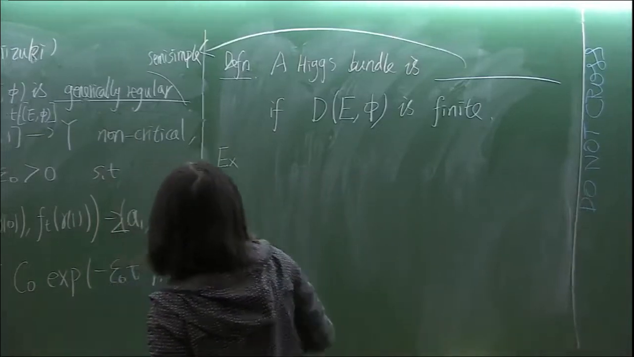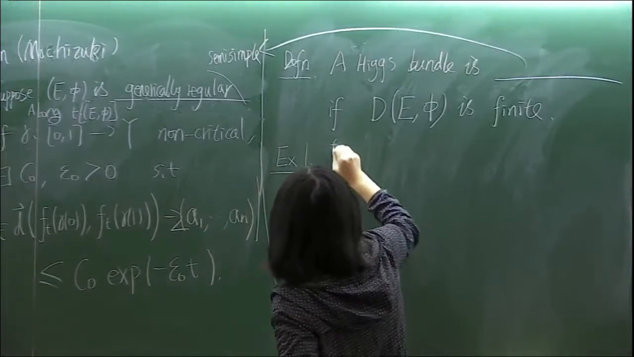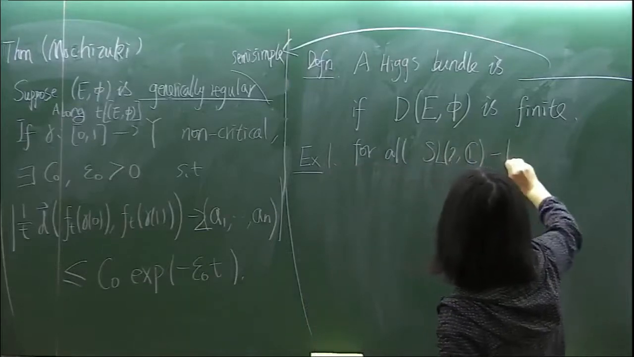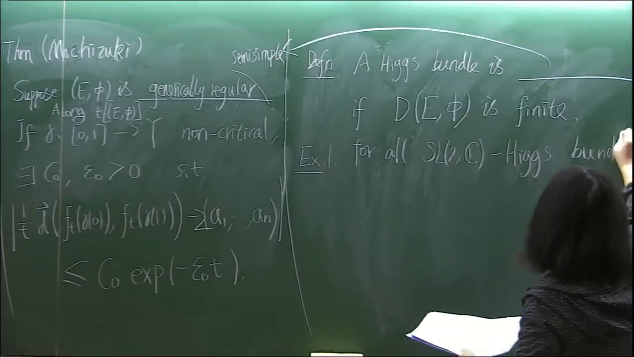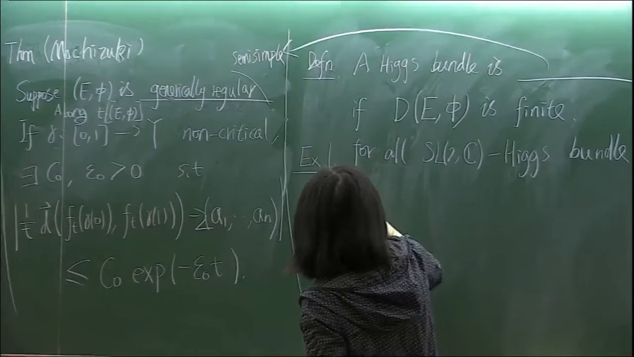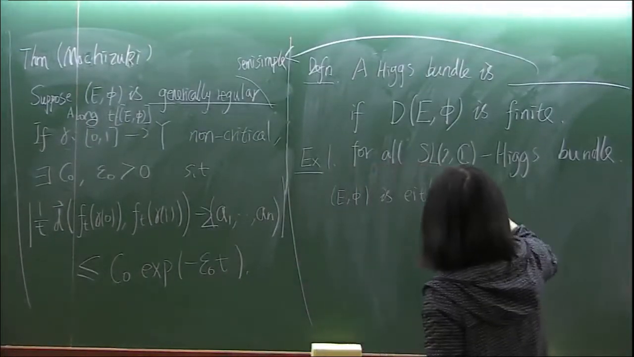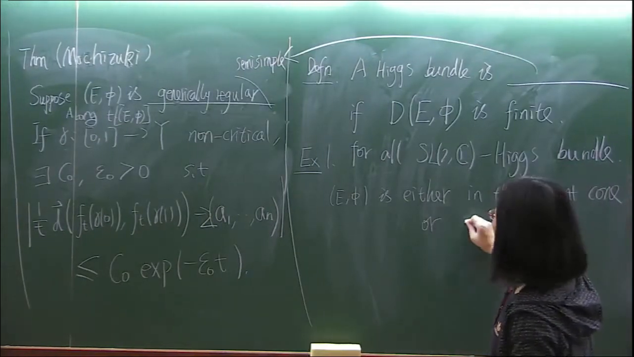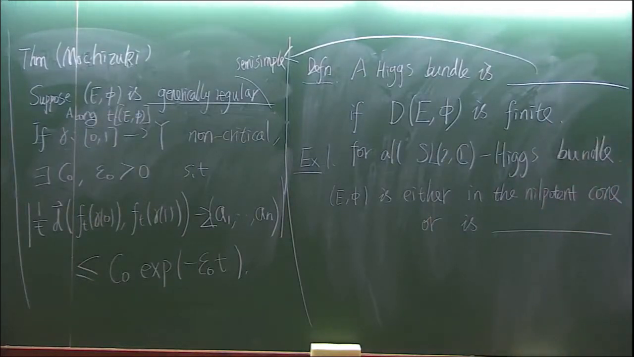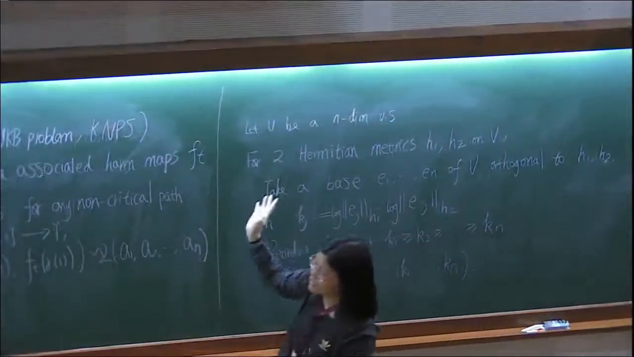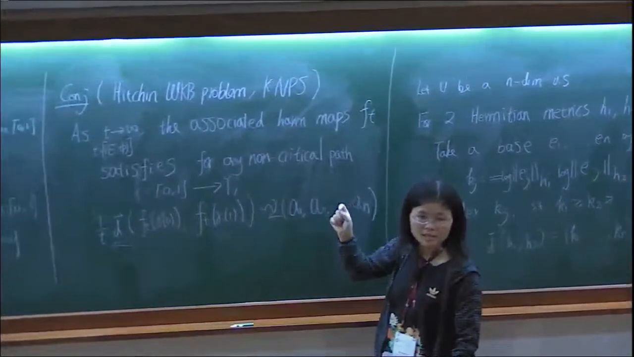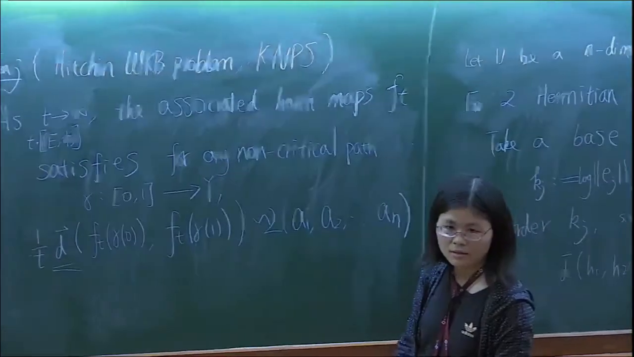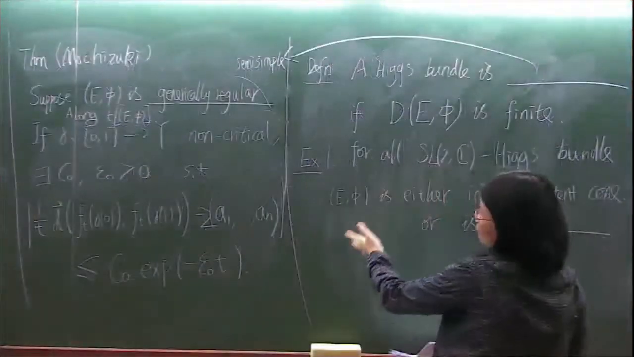For example, for SL2C Higgs bundles, we can see this condition is quite general. That means phi is either in the nilpotent cone or satisfies this condition. And for the Higgs bundle in the nilpotent cone, there is no such question, as we don't need to ask the question for those Higgs bundles, because it never goes to infinity. It always stays in the nilpotent cone. So at least for the SL2C Higgs bundles, this already solves everything.